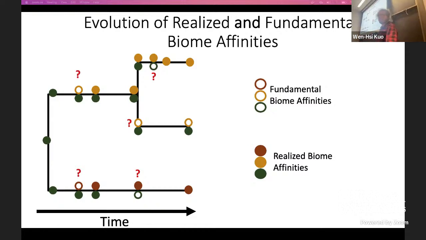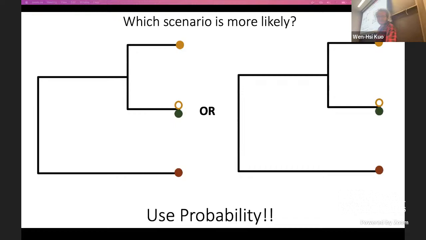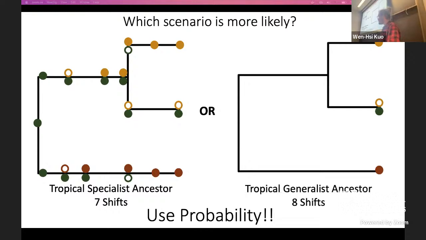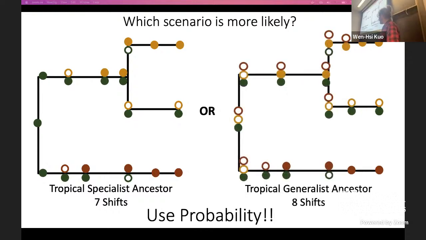This is just one example, but given, again, the same tip states, which of these scenarios is more likely? We account for this using probability, of course, but I want to flesh out what these two scenarios look like. So one we could have is a tropical specialist ancestor, where it had a realized niche in a tropical biome, and it then split out and diverged to occur in multiple different biomes.